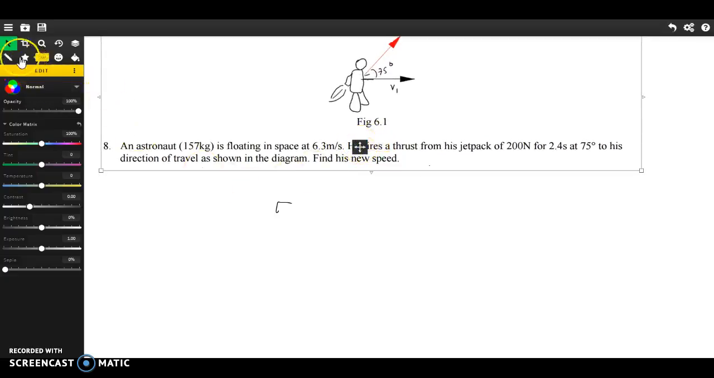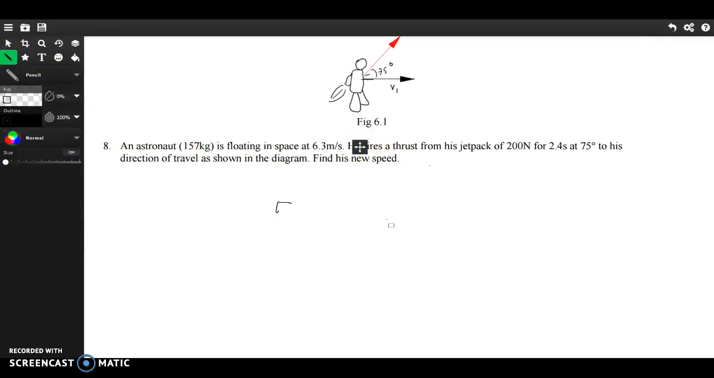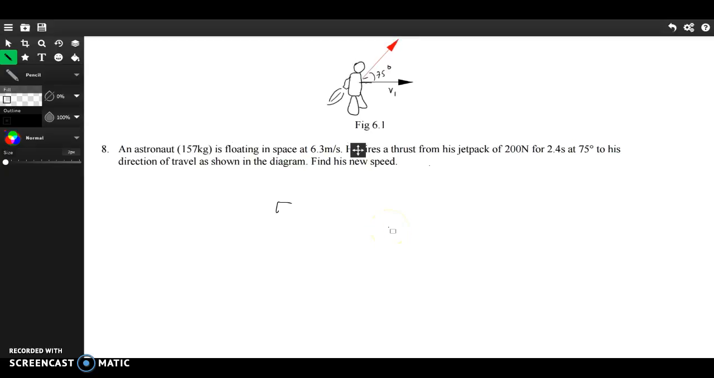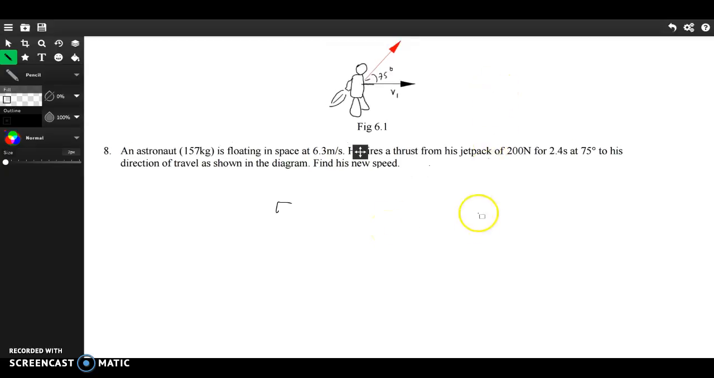Anyway, it says an astronaut who weighs 157 kilograms is floating in space at 6.3 meters per second. And so it gives us a diagram. So he goes this way at 6.3 meters per second. Alright, and he fires a thrust from his jetpack at 200 newtons for 2.4 seconds at a 75-degree angle. That's represented right here, to his direction of travel, as shown in the diagram.